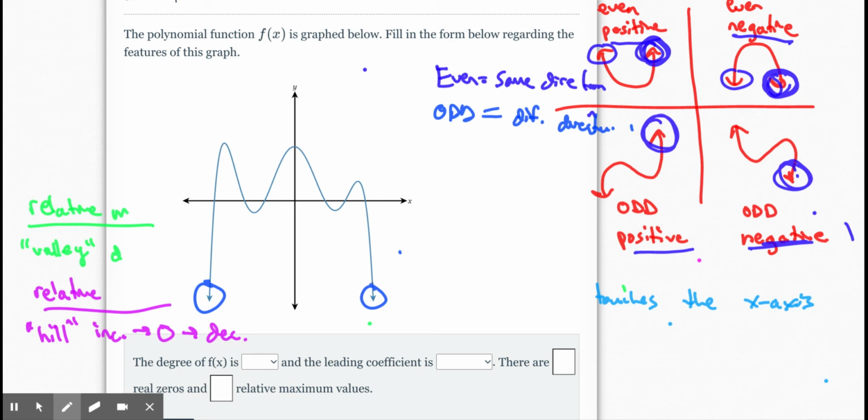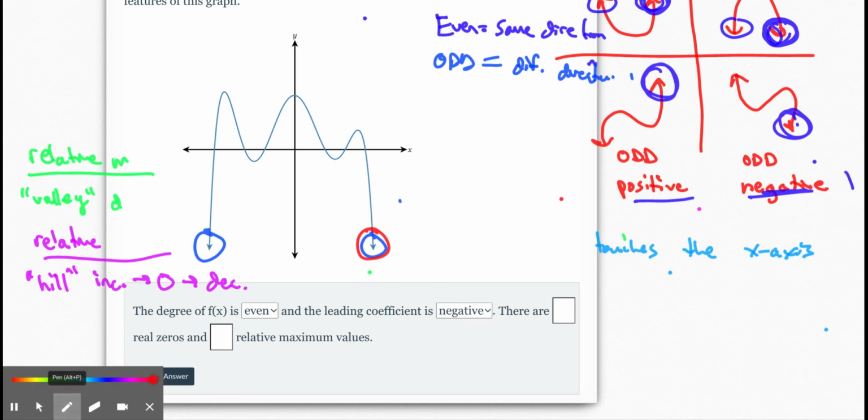So this would be an even degree because they're both going down. And then we look specifically at the positive x one here to determine if the leading coefficient is negative or positive. Since it is going down to negative infinity, we would say that the leading coefficient is in fact negative.